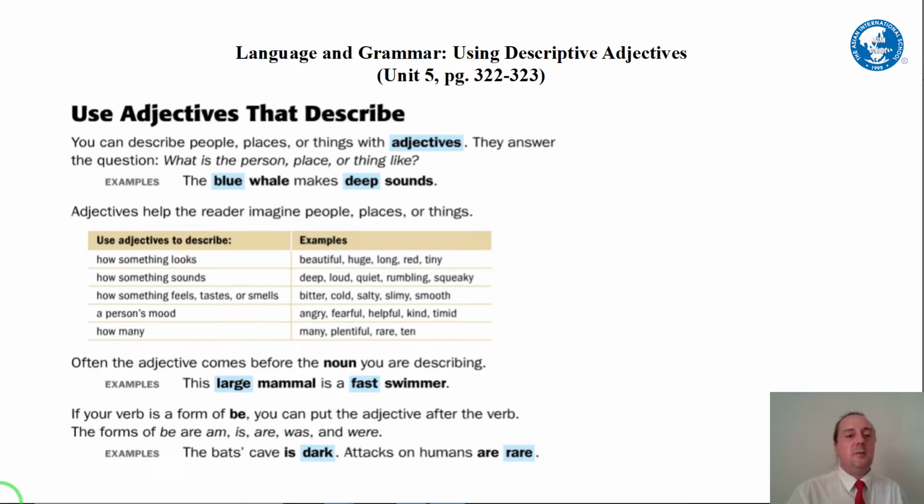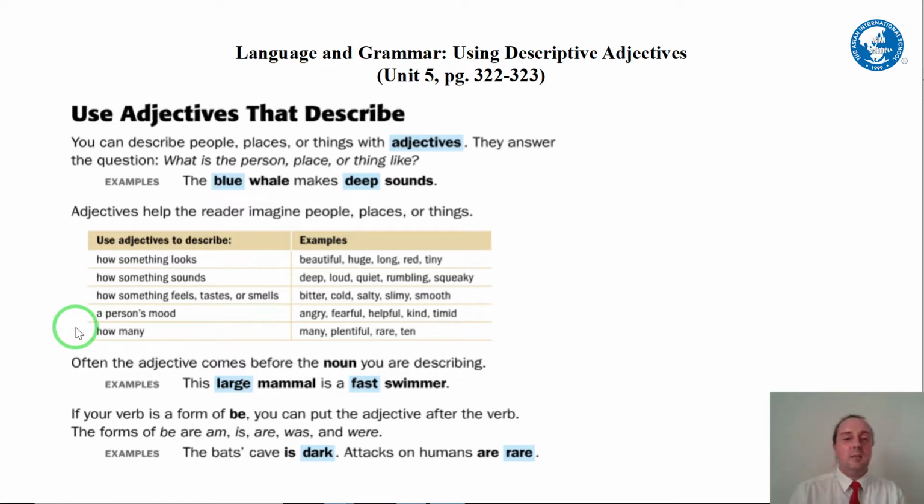We use descriptive adjectives to answer the question, what is the person, place, or thing like? Here's an example. The blue whale makes deep sounds. The descriptive adjectives help the reader to imagine in our mind people, places, or things. So we use adjectives to describe how something looks, how something sounds, how something feels, tastes, or smells, a person's mood, how they feel, and also how many.